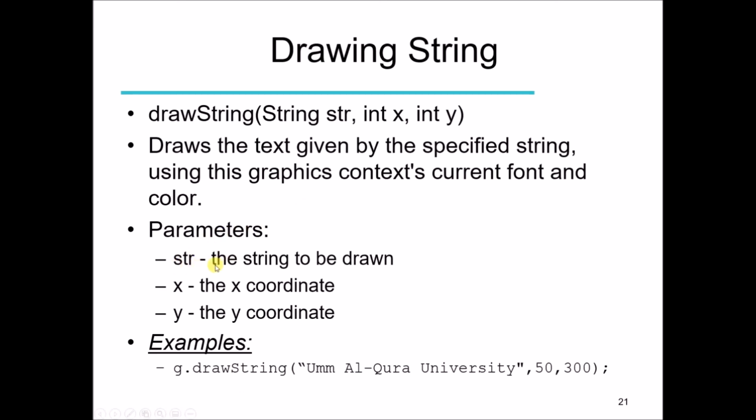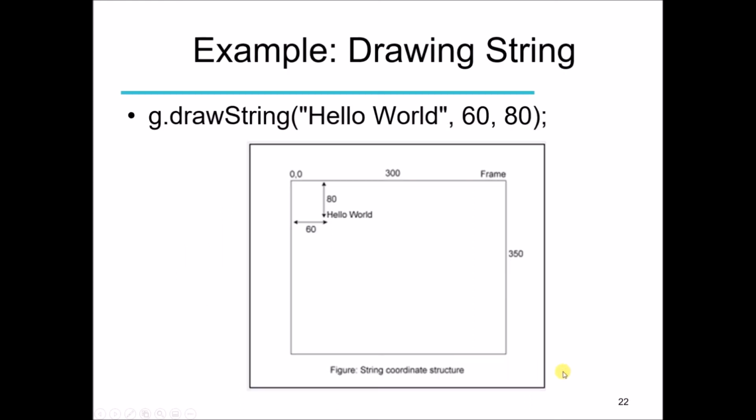Now the explanation for these parameters is given. The string to be drawn, x the x coordinate and y the y coordinate with respect to the Java coordinate system, where the origin is in the top left corner of the frame or the screen. So the example is here. We can call the method draw string by the graphics object. In our example, the object was g2. It can have any name. Then passing the string, like Amul Kura University, and then passing the x and y values.